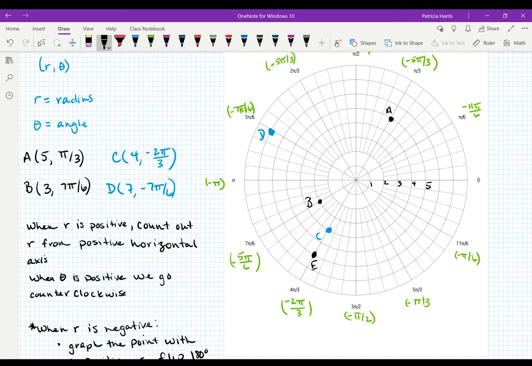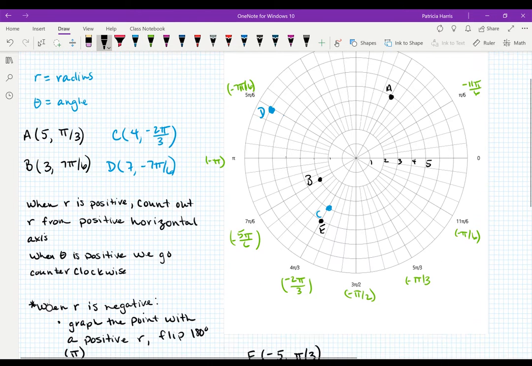Now, let's try the second way. If you count 1, 2, 3, 4, 5, and then count out or rotate pi over 3 in the counterclockwise direction because that angle is still positive, guess where you still end up? Let's see if I counted my radius right. 1, 2, 3, 4, 5. Oops, I'm a little bit off. Right here.